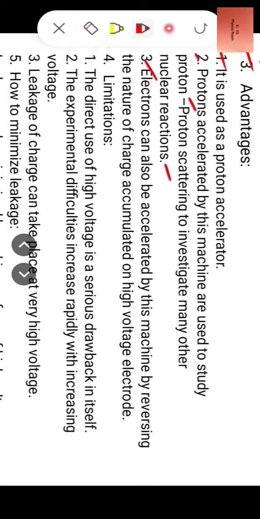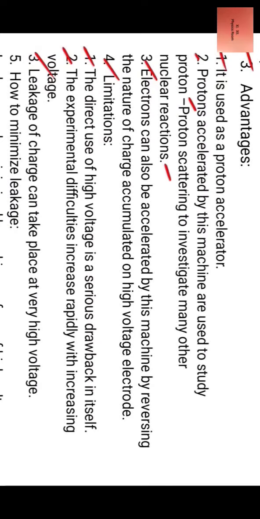Now the 4th part is limitations. What are the limitations of it? Number 1, the direct use of high voltage is a serious drawback in itself. Number 2, the experimental difficulties increase rapidly with increasing voltage. Number 3, leakage of charge can take place at very high voltage. So these are 3 limitations of this machine.